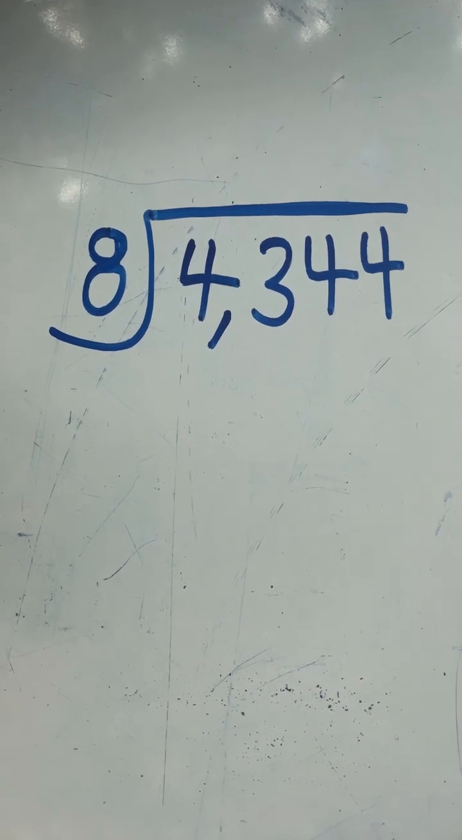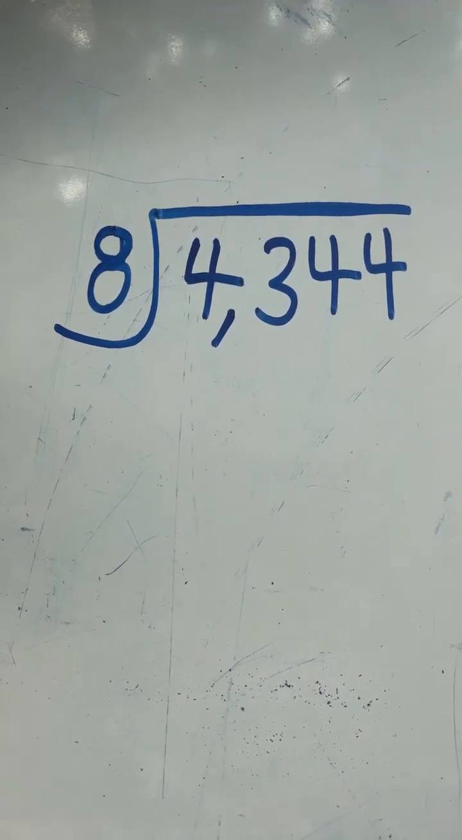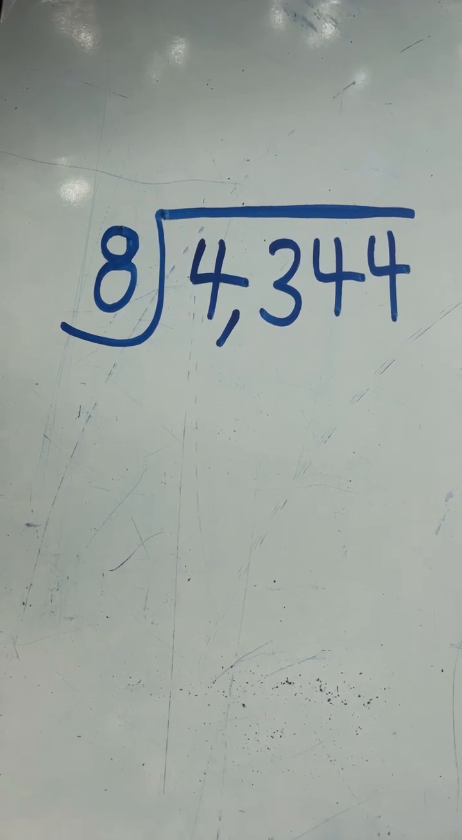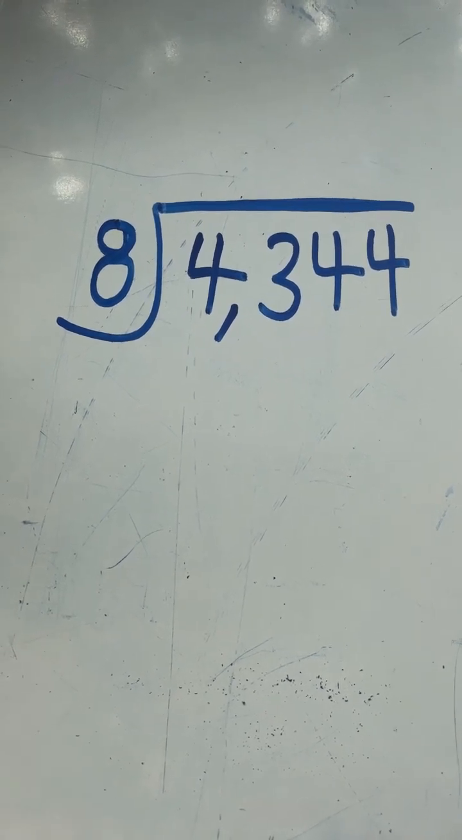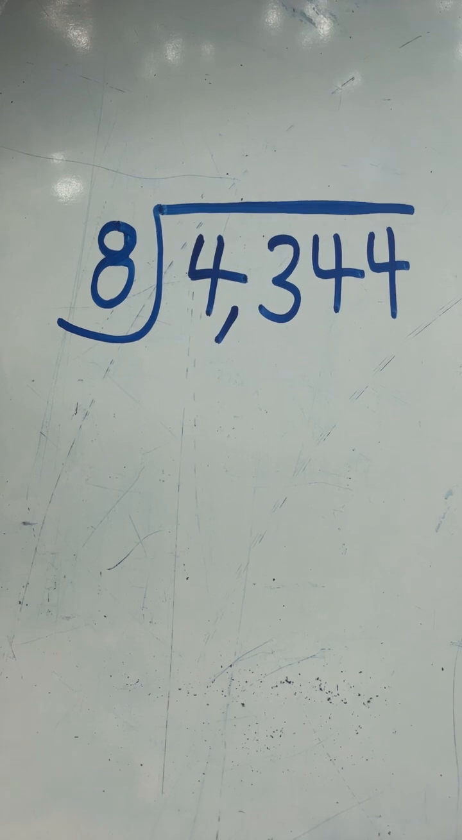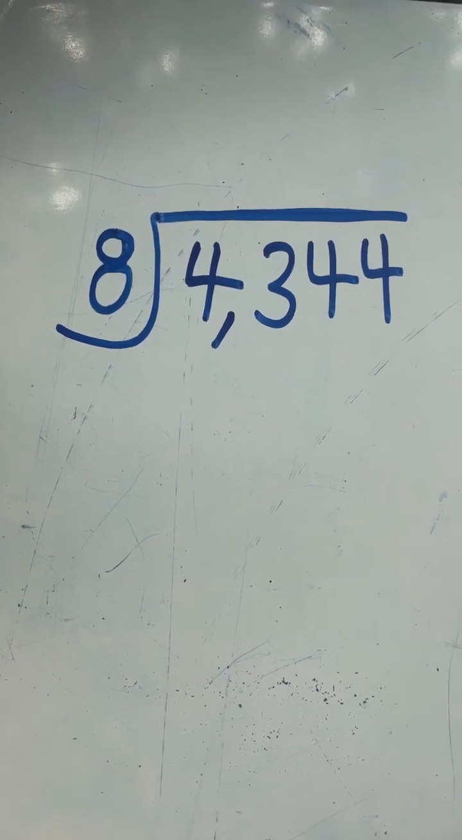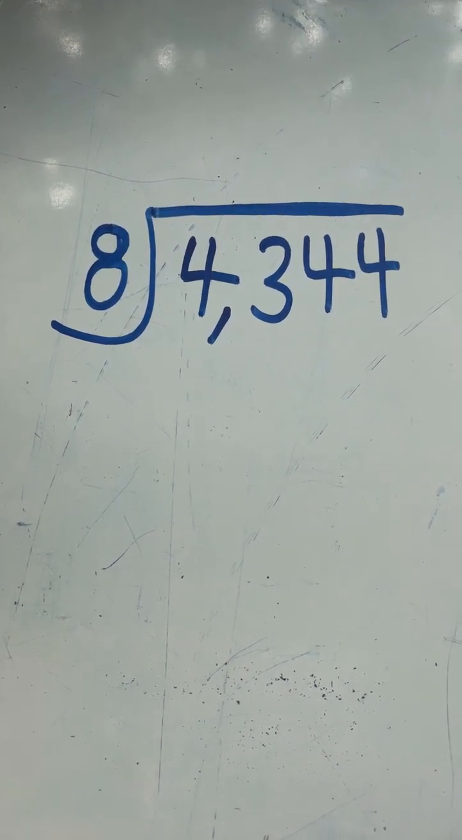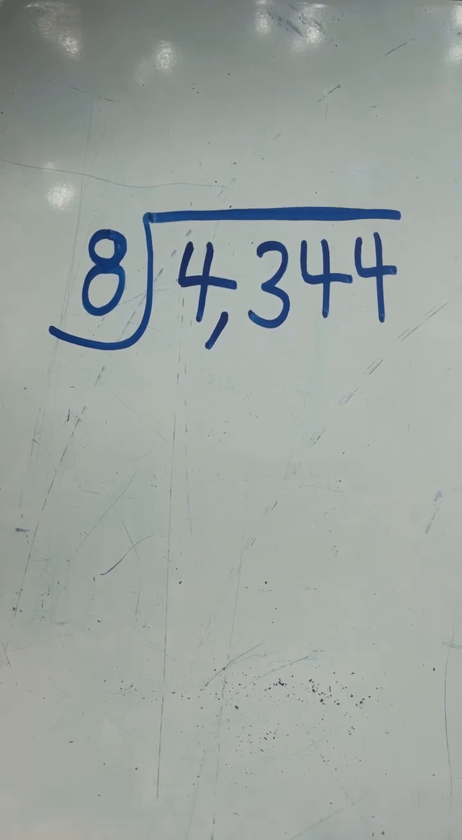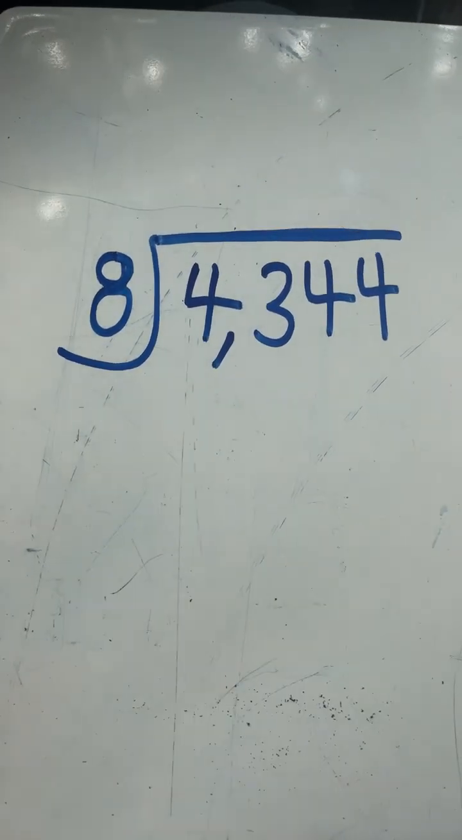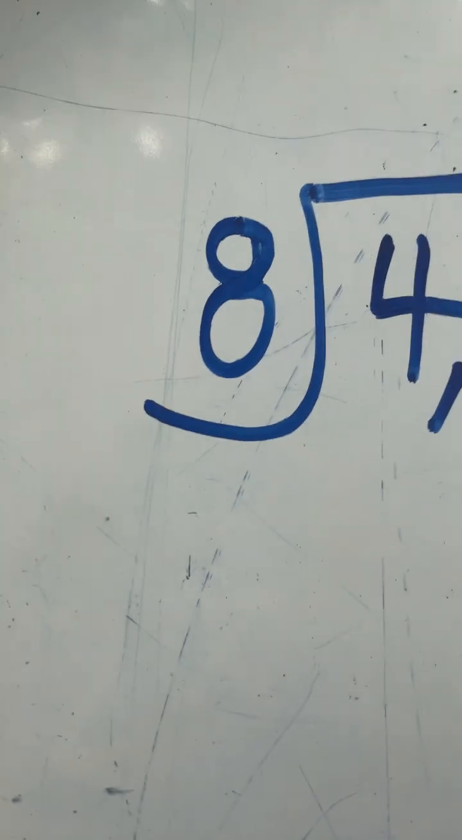All right, so our model problem for today is 4,344 divided by 8. So step 1, we're looking for the number within the number. We want to divide by the smallest digit possible within the square. Only rule is the number inside the square has got to be bigger than the number outside the square. So we're going to zoom in.